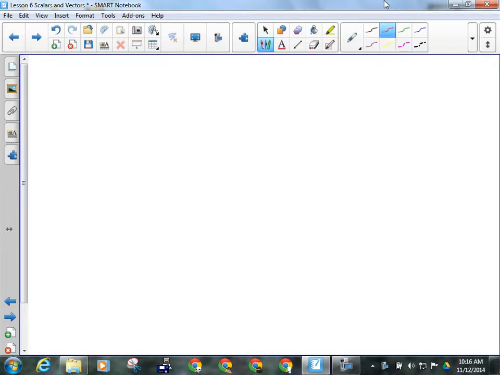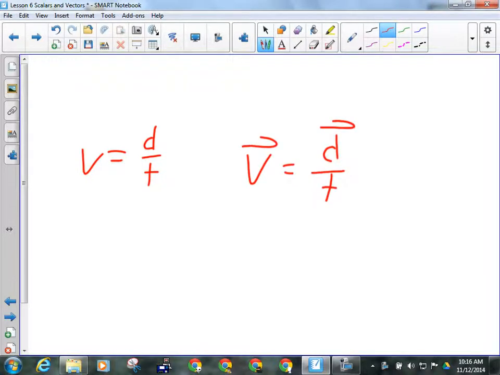Okay, so we talked about this formula here, v equals d over t, or this formula, v equals d over t. How are they different? Right, one is for scalar quantities, like distance and speed, okay? And one is for vector quantities, like displacement and velocity. And boy, did that just go wrong right from the get-go. Velocity.